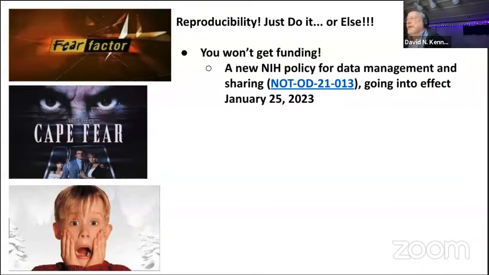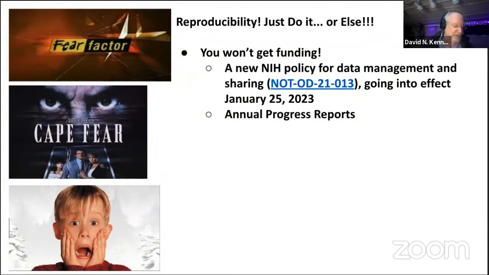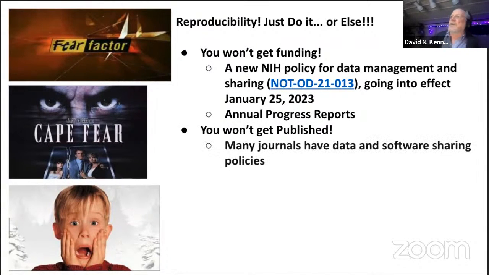We know there are new data policies coming from the NIH that are going into effect, which are much more stringent in terms of data management and data sharing. Even now, progress reports and competing renewals can be held up or not awarded if you're not doing your data sharing and data acquisition appropriately. You won't get published if you don't work on reproducibility. Many journals are now beginning to enhance their data sharing and software sharing policies. And if you can't get funding and you can't get published, you won't get tenure.